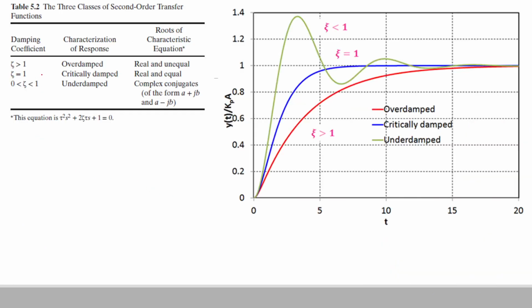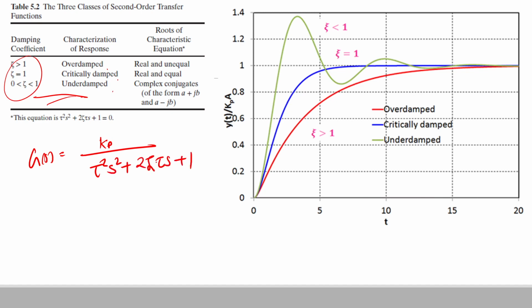Now I have just written all those things again over here. So we can estimate whether the given system is an overdamped system, critically damped system, or underdamped system on the basis of these values of zeta. And similarly, as we studied, the transfer function was written as G(s) = Kp / (tau^2 s^2 + 2 zeta tau s + 1).